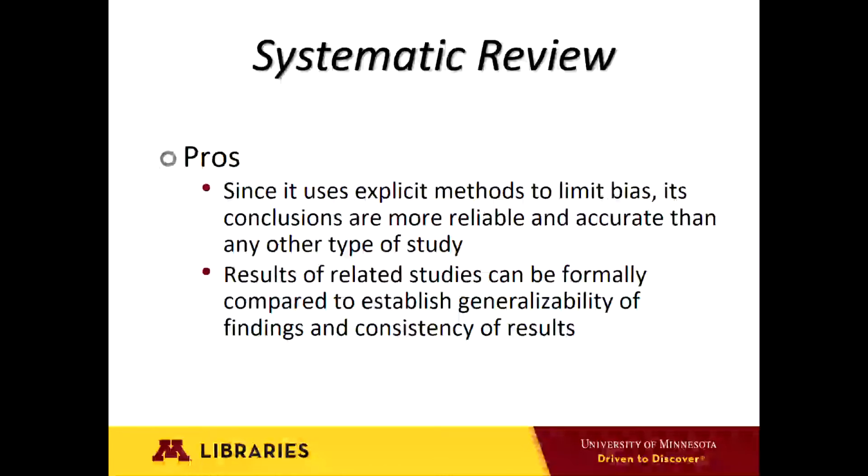Since systematic reviews use explicit methods to limit bias, their conclusions are more reliable and accurate than any other type of study, and the results of related studies can be formally compared to establish generalizability of findings and consistency of results.